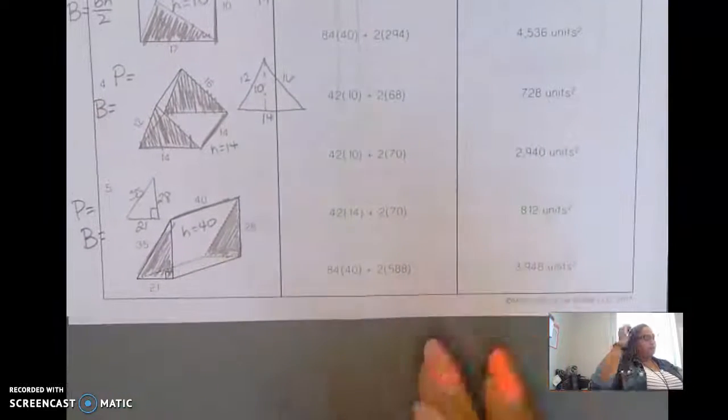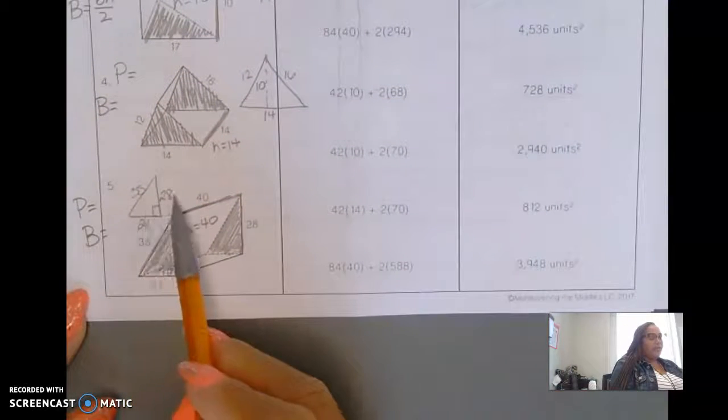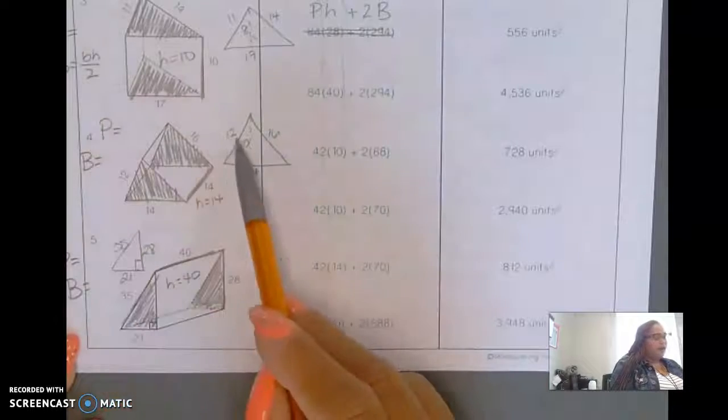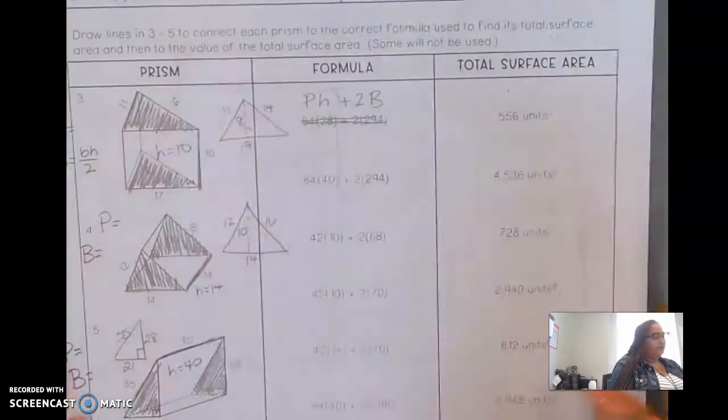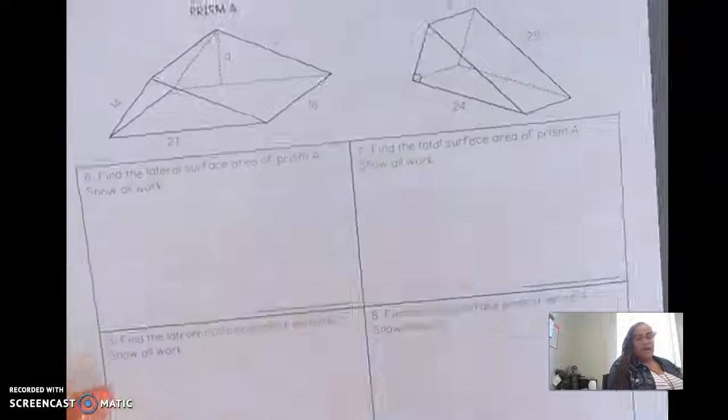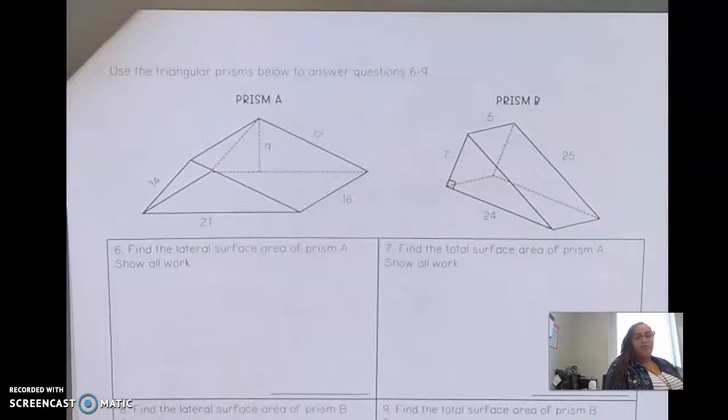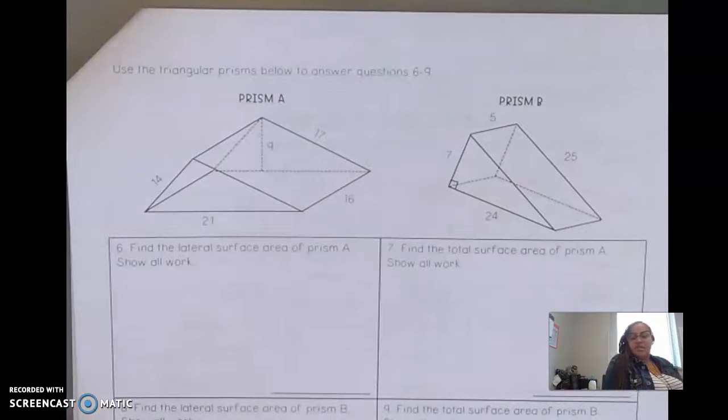All right. Remember, for perimeter, you're adding the 3 sides. Perimeter, you're adding the 3 sides, and perimeter, you're adding these 3 sides. Okay. All right. Next, use triangular prisms below to answer questions 6 through 9. I will finish this on the next video.